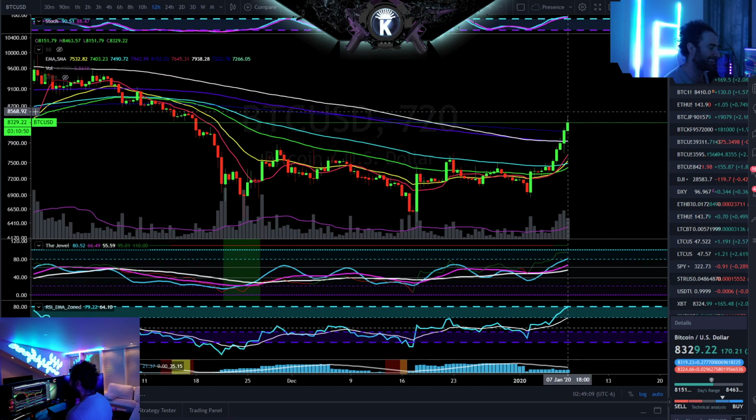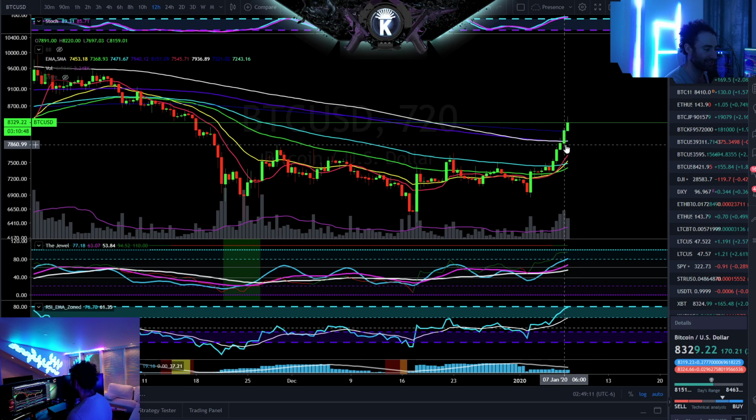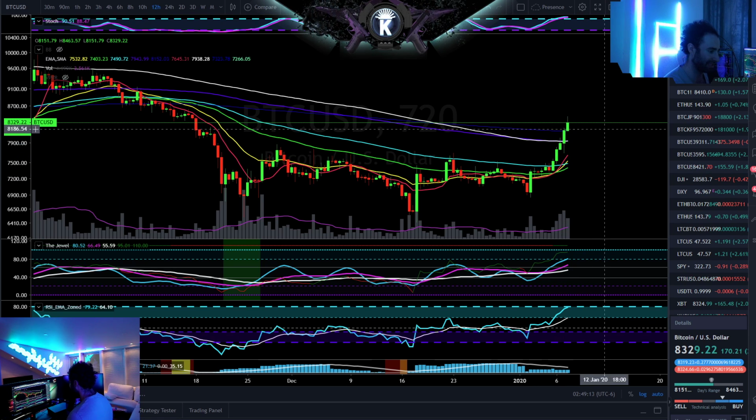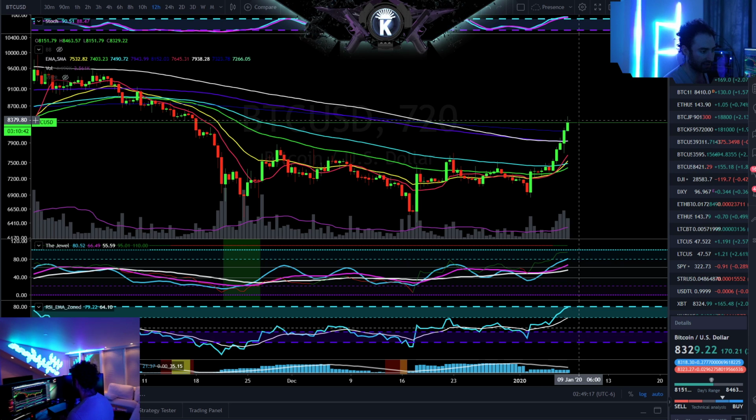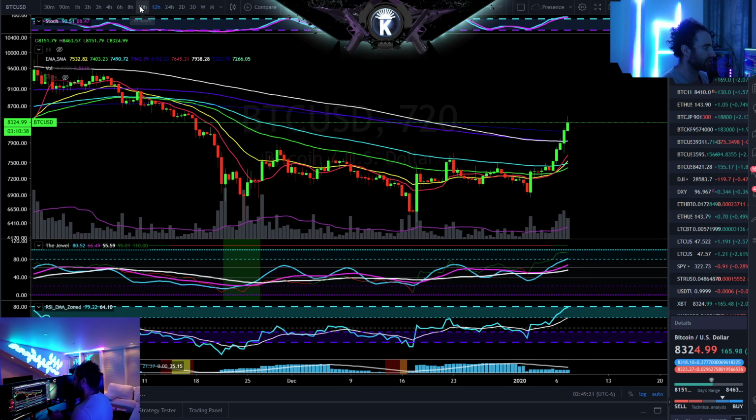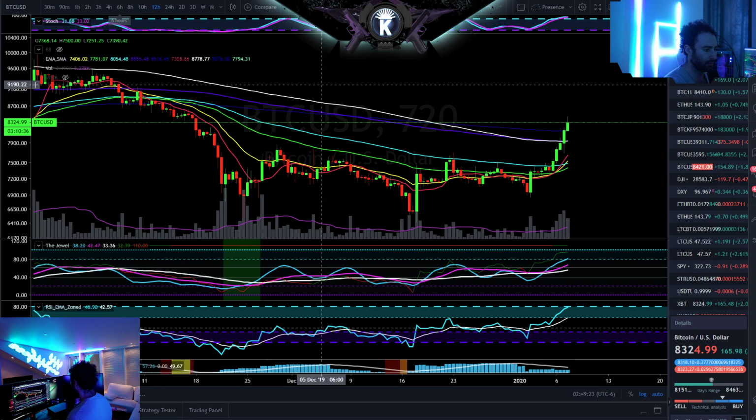Anyways, looking at the 12-hour, we took over the 200 simple. Nicely done, Bitcoin. And again, I would be looking for some sort of a base in the lower 8,000s if we do have a pullback from this region, which I actually think is kind of likely after another attempt to the upside.